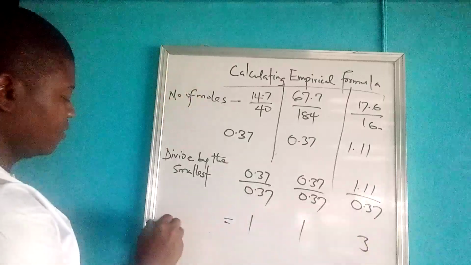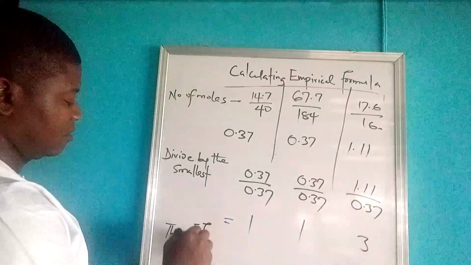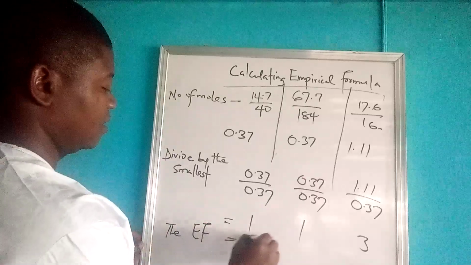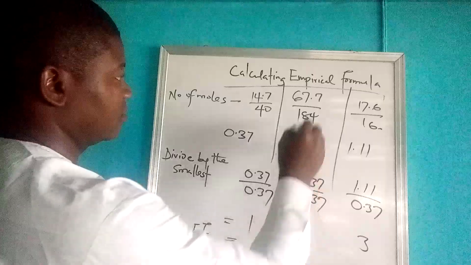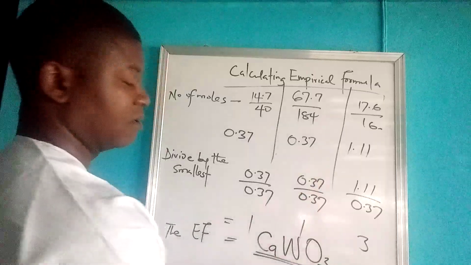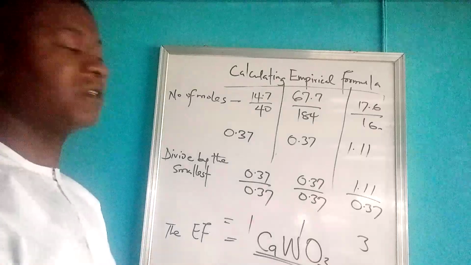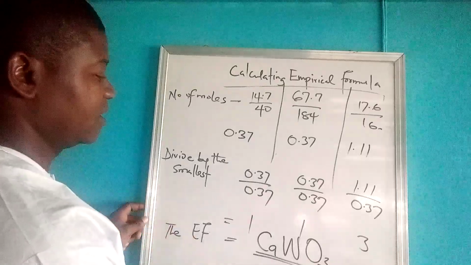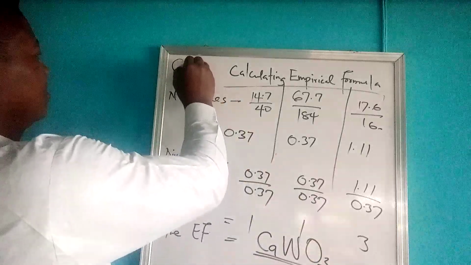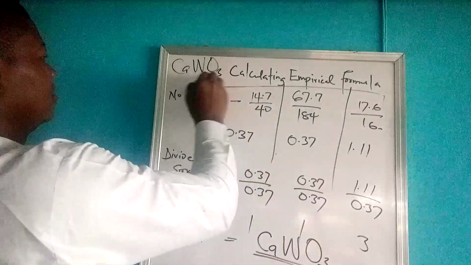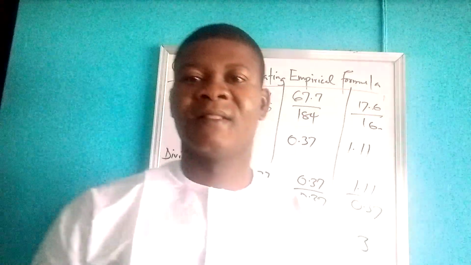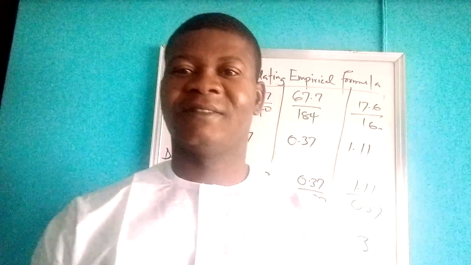So the empirical formula will be calcium, tungsten, oxygen. That will be the empirical formula: CaWO3. That's the empirical formula. I hope that is clear.